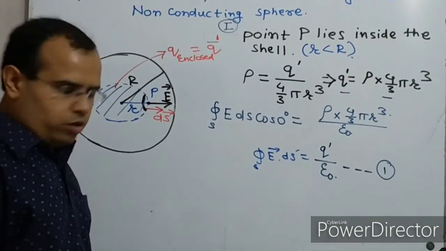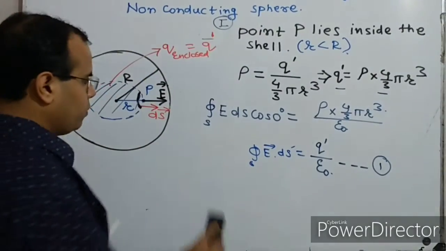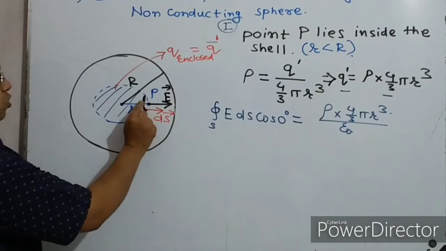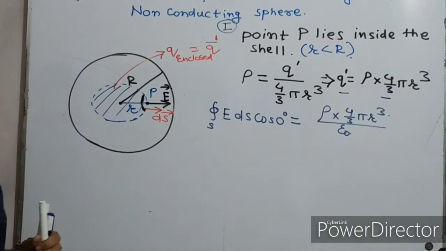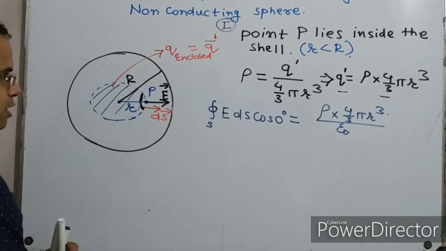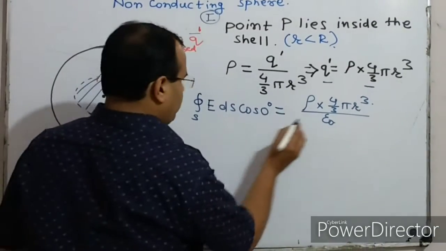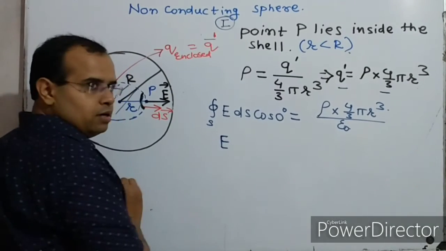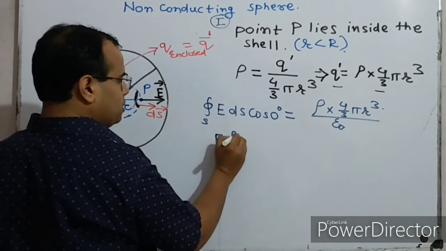Now cos 0 is 1. Why is theta 0 degree? Because E and ds both are acting in the same direction. Now you can write that E is constant, so you can take it outside the closed surface integral ds.